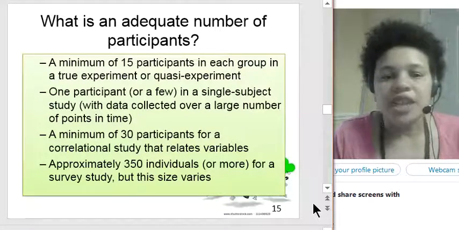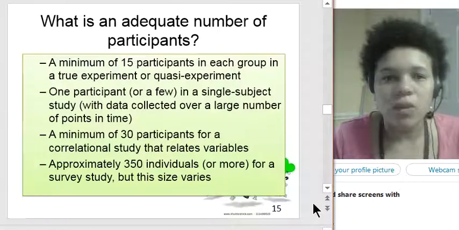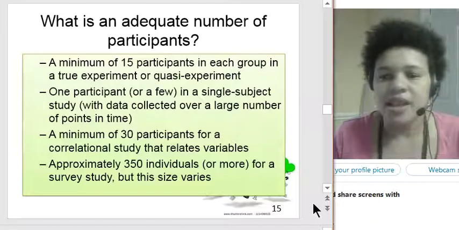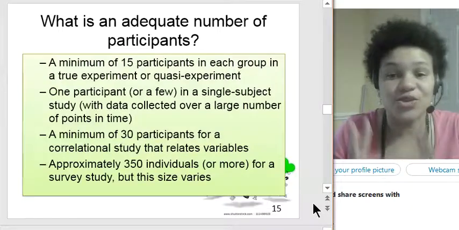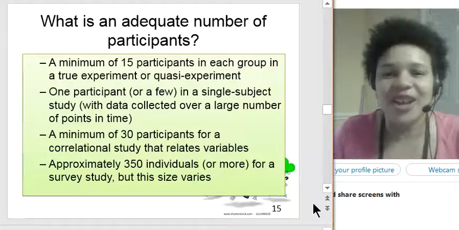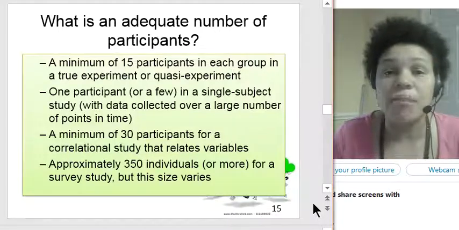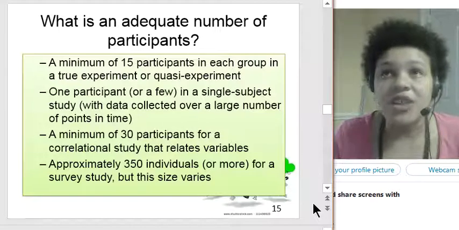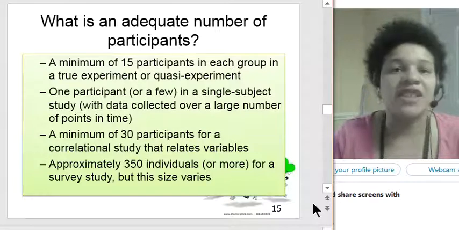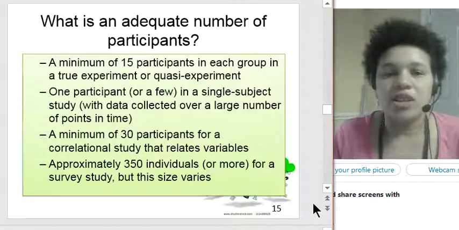Now, for a correlational study, when you're relating one variable to another, you need more participants because you haven't controlled for as much of the variation that normally exists. So you might need a minimum of 30 for a correlational study that relates variables. Depending on the statistical technique you're using, though, you might not be able to detect an effect unless you have at least 100 participants. It all depends.